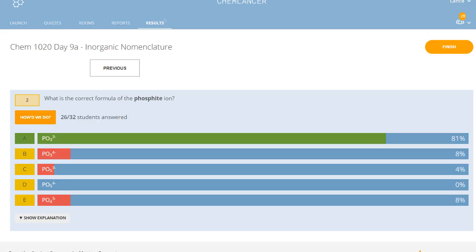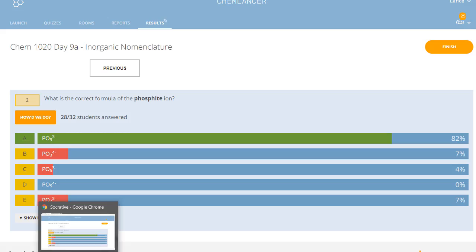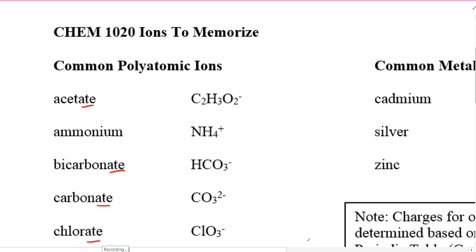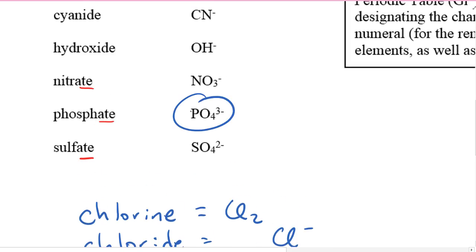Correct formula is choice A. It's PO3, the 3 negative charge. And we go back and review. If it ends with an ITE suffix, how does it compare to the one with an ATE suffix? One less oxygen, exactly. So if you knew that phosphate, going back to your list of ions that you are to memorize right here, if you know that phosphate is PO4 with a 3 negative charge, then the phosphite ion is going to have one less oxygen. It'll be PO3 with a 3 negative charge. Any questions on that one?